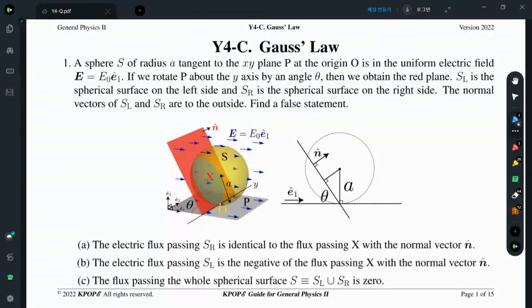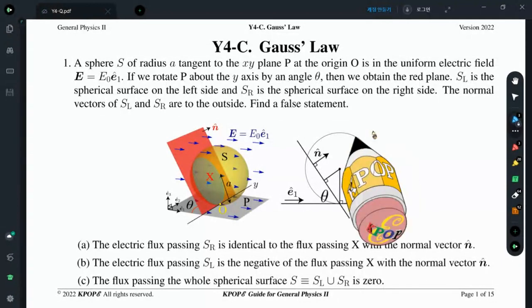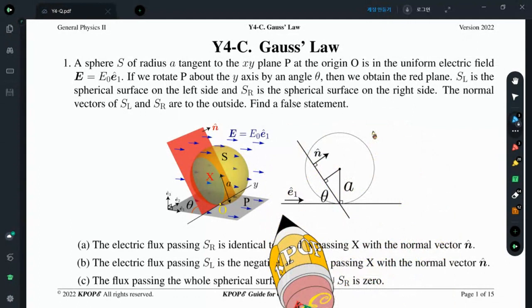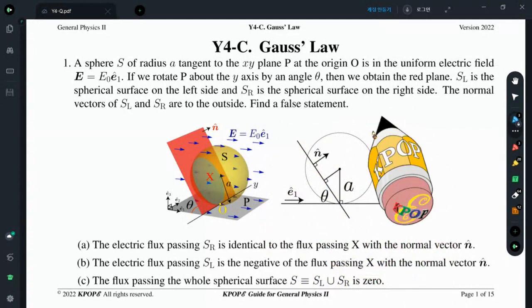Okay, why Gauss' law? Gauss' law is a very convenient tool to compute the electric field and the electric field flux in case there is a symmetry. I have included an additional figure, in comparison with the previous version, to help you understand the situation better.